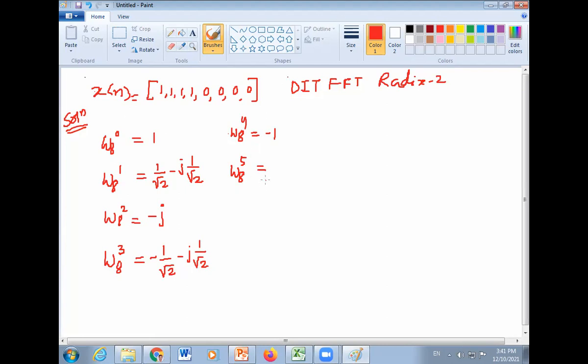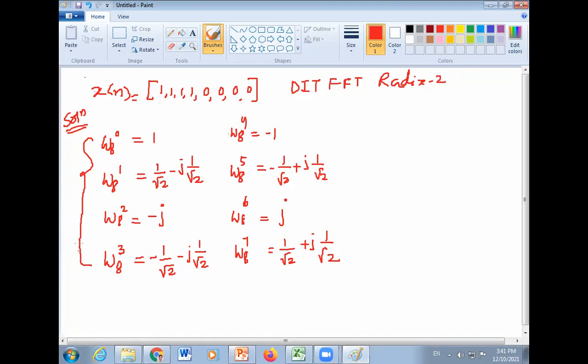Okay, it is minus 1 by root 2 plus j 1 by root 2. After this, W8 to the power 6 will be equal to plus j, and then finally what will we get? W8 to the power 7 will be equal to 1 by root 2 plus j 1 by root 2. So we only need to remember these 4 values. If you remember these 4 values, then the further 4 values we can write easily.